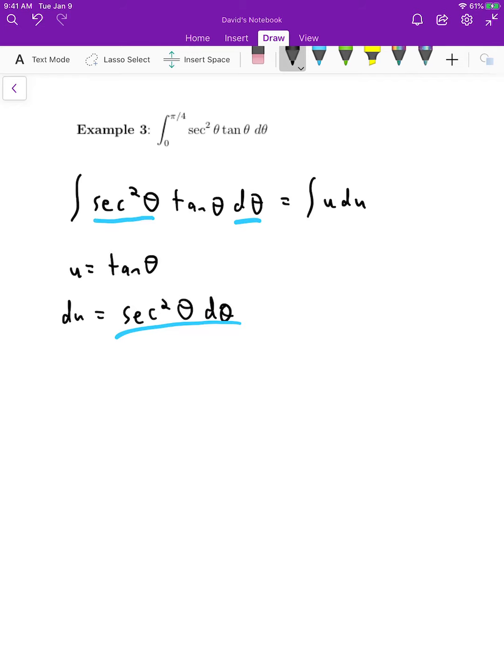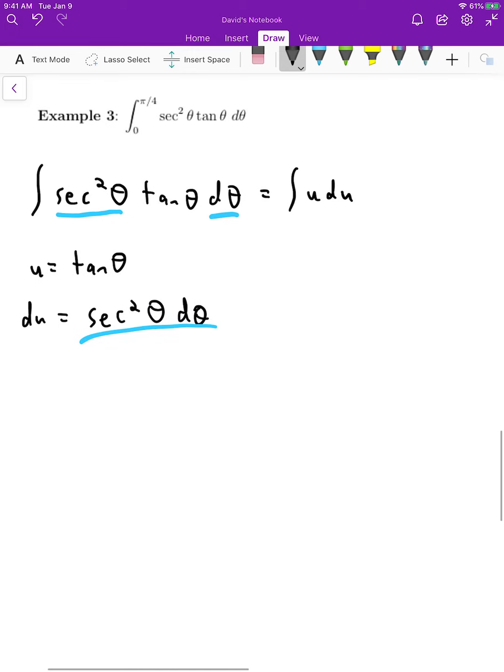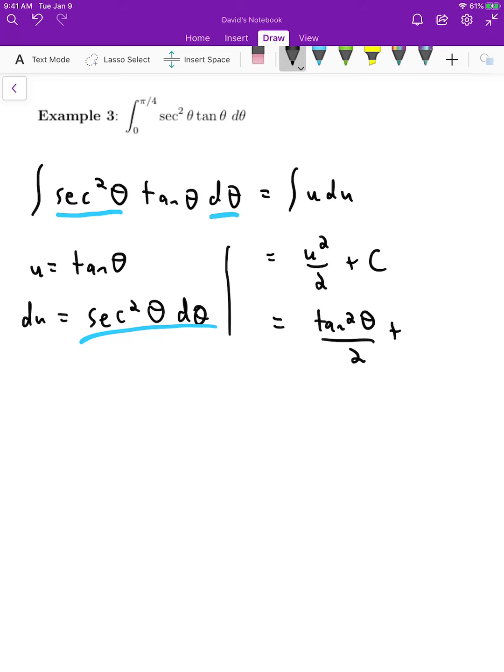And that's a much simpler integral, of course. And so now to integrate that, it's just a matter of doing the backwards power rule. So this is u squared over 2 plus c. So back in theta language, this would be tangent squared theta over 2 plus c.